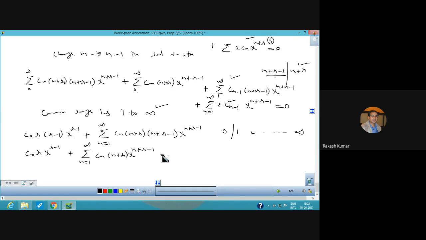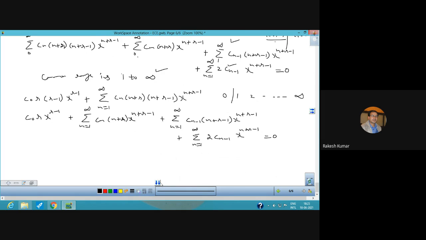Now this term can be written as it is, that is 1 to infinity, इसको as it is लिख दीजिए, that is Cn minus 1 n plus r minus 1 x raised to power n plus r minus 1. Last term will also be written as it is. The range is summation of 1 to infinity, that is 2 Cn minus 1 x raised to power n plus r minus 1, that is equal to 0. Now the range has been made same.